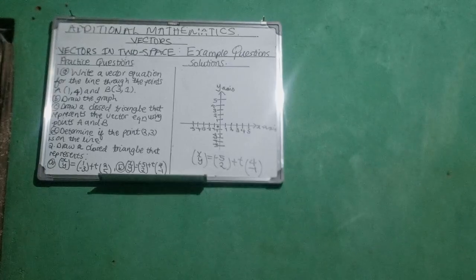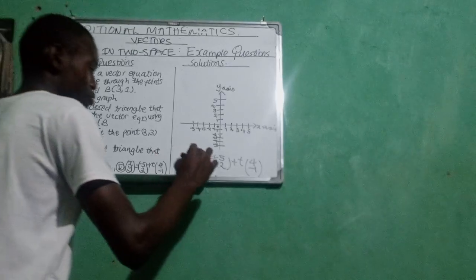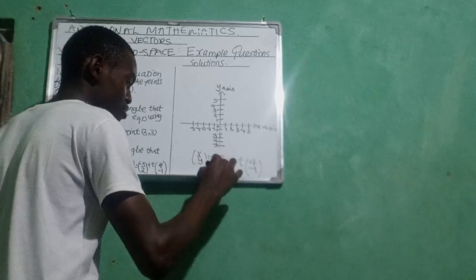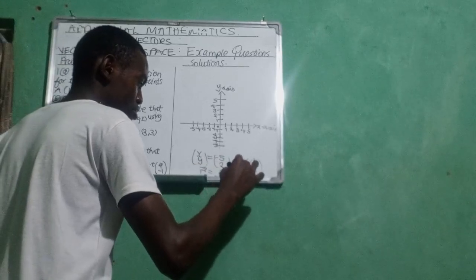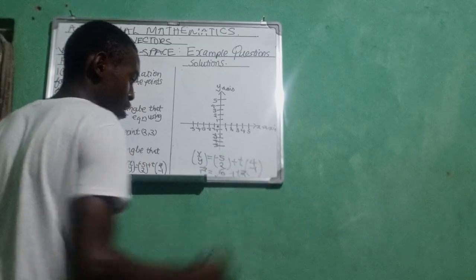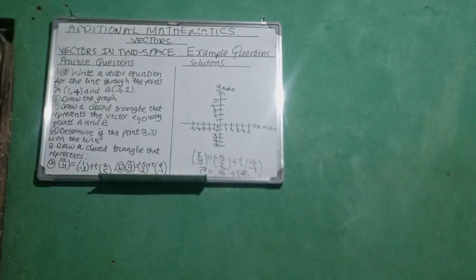Now to proceed, we need to know that this is in the format vector r is equal to r naught plus t times the direction vector m. So it is in that particular format.